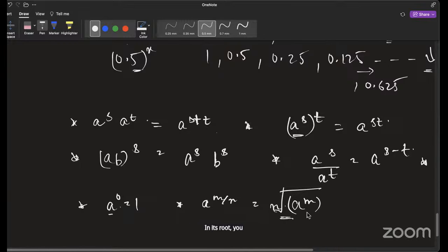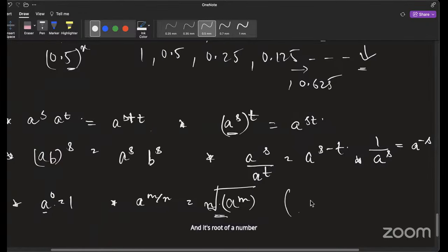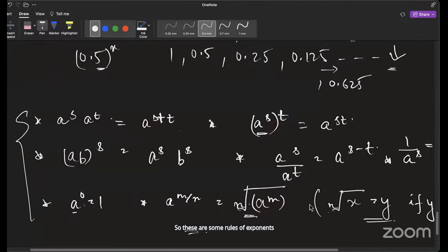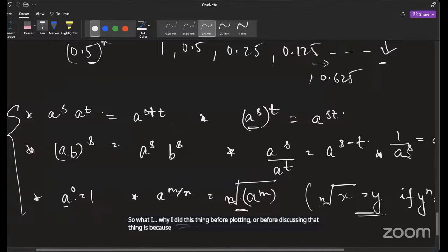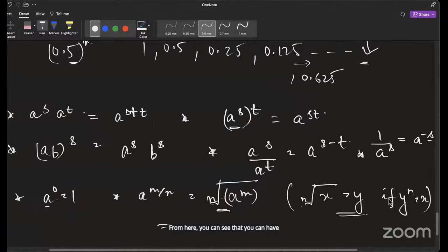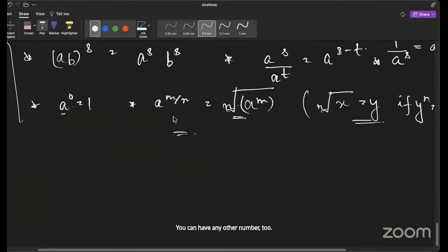You know what nth root is, right? The nth root of a number x is y, where y to the power n is x. Just like the square root, we have the nth root. So these are some rules of exponents that you need to remember. Why I did this before plotting is because you can have negatives here. From here you can see that you can have negative numbers, rational numbers in m by n form, and you can have irrationals too.